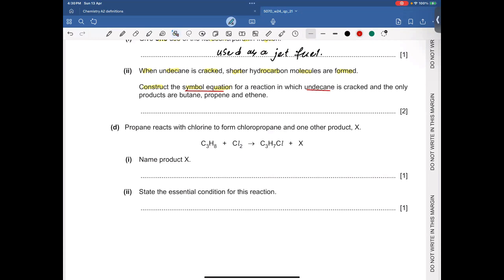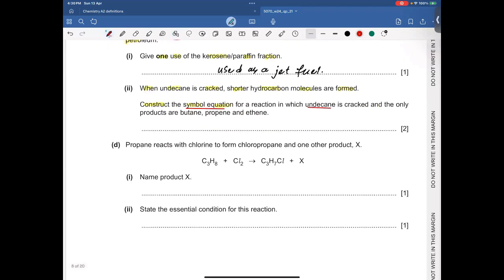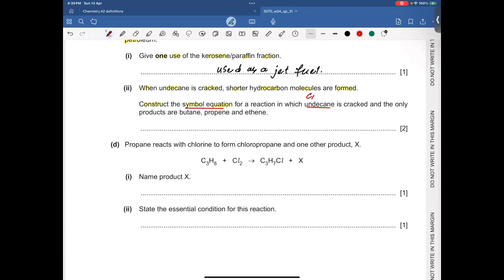in which undecane, which is C11H24, is cracked. The only products are butane, propene, and ethene. So let me write the equation. C11H24, and obviously it has to be liquid. देखो मैंने आपको स्टेट्स बताई थी, C1 से लेके C4 तक gases, C5 to C16 liquid, C17 onward solids. So it has to be the liquid. ठीक है.